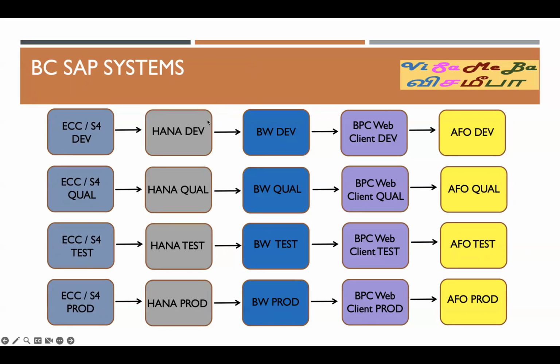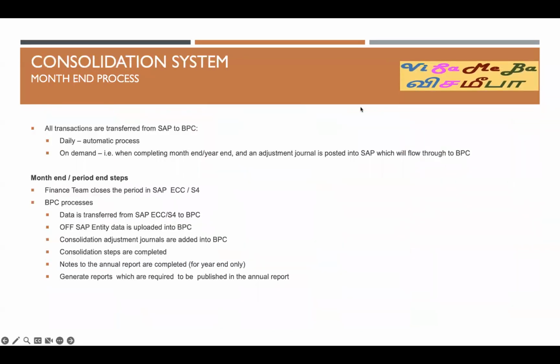And HANA is used to create the aggregation levels at the backend, aggregation levels, composite providers, ADSOs, transformations, all this can be done here. Okay. So what are the month-end and year-end processes?